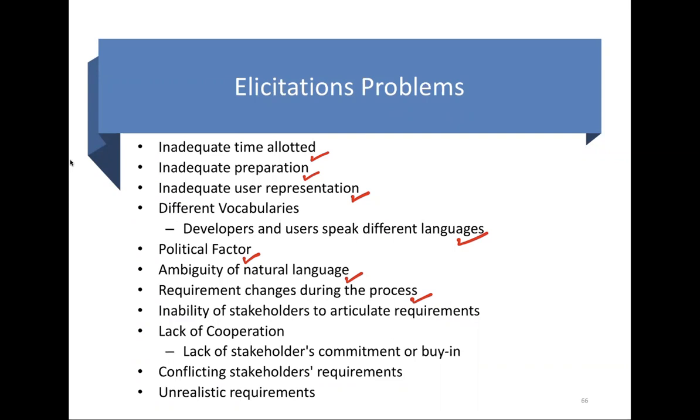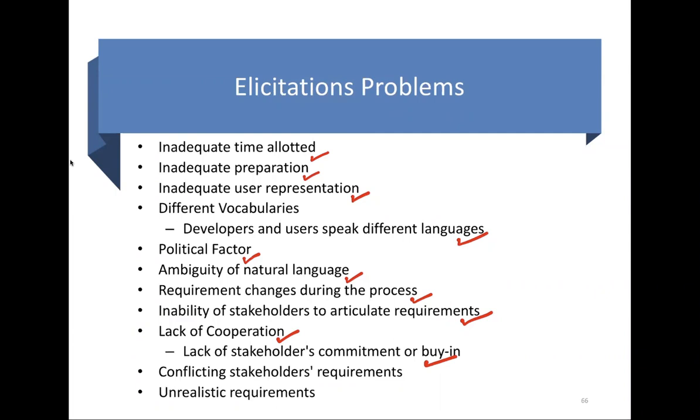Also, the inability of stakeholders to articulate requirements. They are not supportive, they are not cooperative, and that will impact the elicitation. Also, as I just referred to, there is a lack of cooperation, because they don't want to be committed or even to buy in during the project scope analysis.